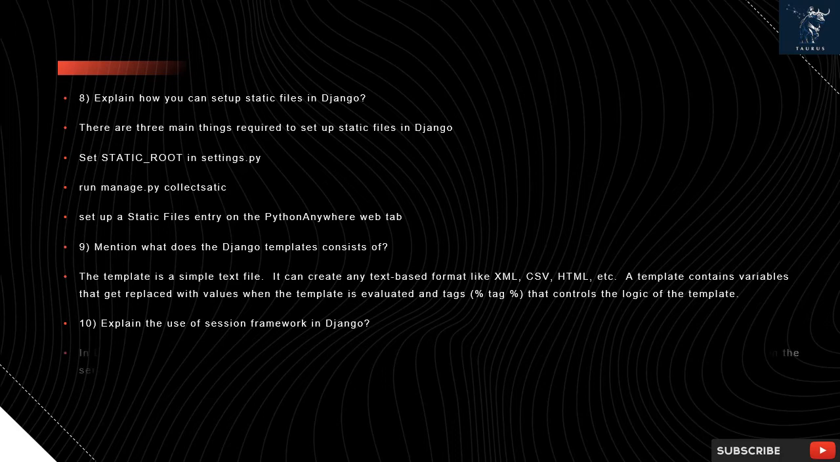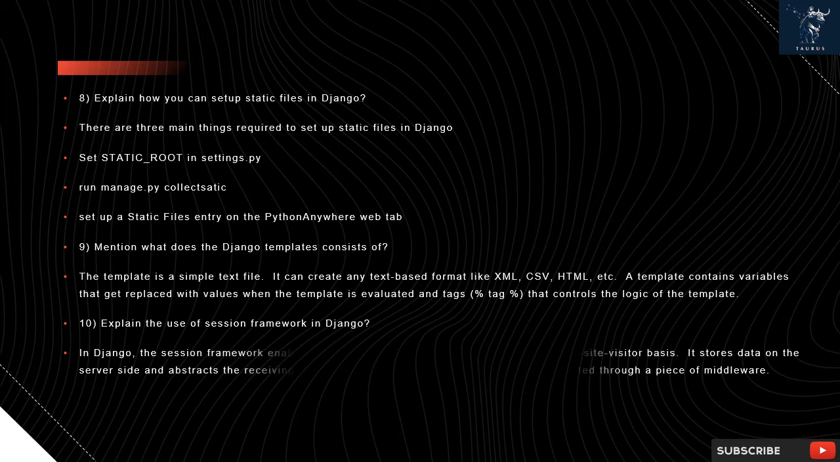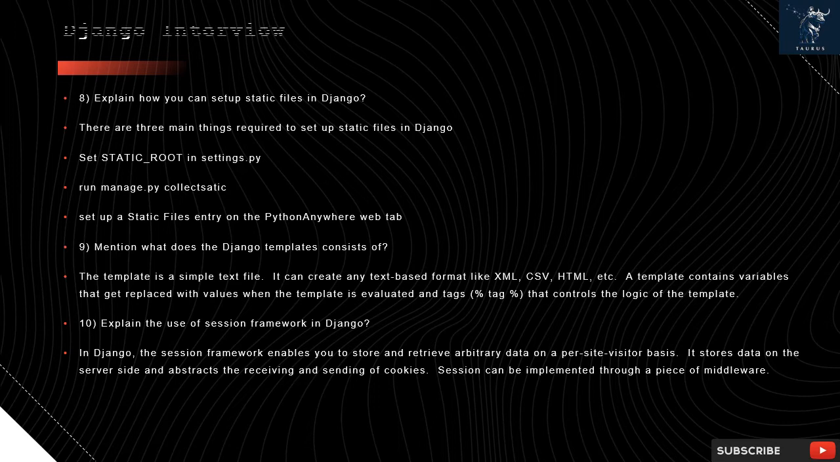10. Explain the use of the session framework in Django. In Django, the session framework enables you to store and retrieve arbitrary data on a per-site visitor basis. It stores data on the server side and abstracts the receiving and sending of cookies. Session can be implemented through a piece of middleware.